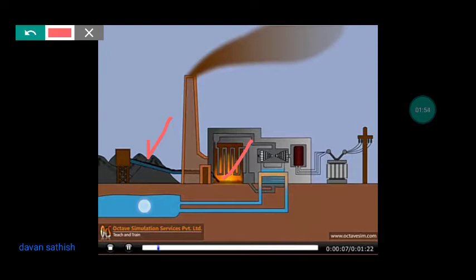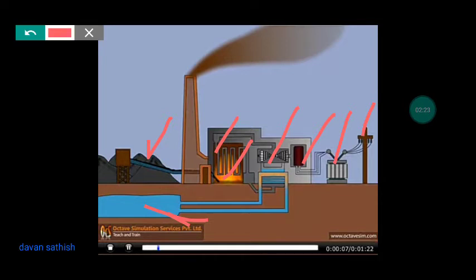Here the water is also needed. This water is pumped through the pump and sent to these tubes. When the boiler heats it, the water is converted into steam. That steam enters this turbine, and this turbine coupled with the generator produces electricity. That electricity's voltage is stepped up by this transformer and sent through the transmission lines.